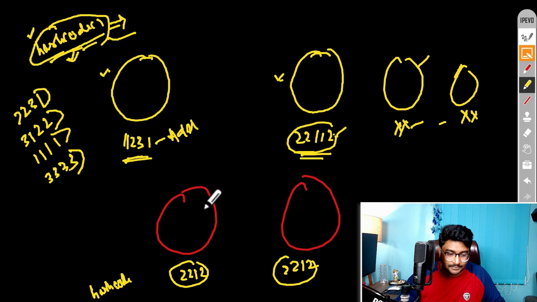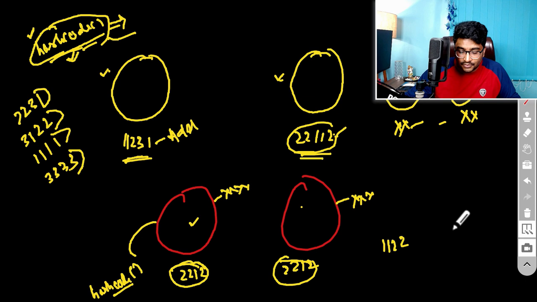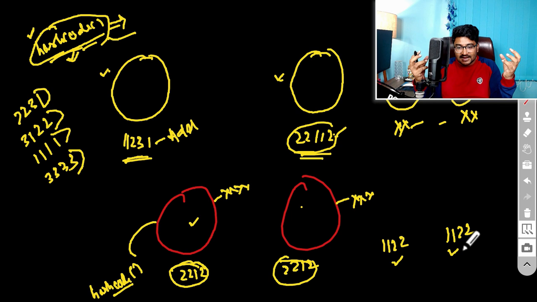So it is absolutely possible. If you have a couple of different objects, one object here and one object here, whenever you run the hashcode method on this object it might give you this value. And this is an absolutely different object, which has a different memory address, but it is absolutely possible that we get the same hashcode number. So never make this mistake. If somebody tells you, I have two hashcodes, one is 1122 and one is 1122, can you tell me whether these two hashcodes define the exact same object? No. It may be, it may not be.